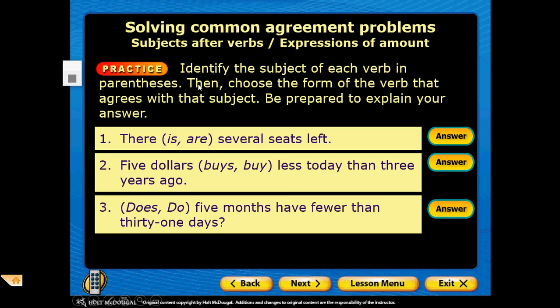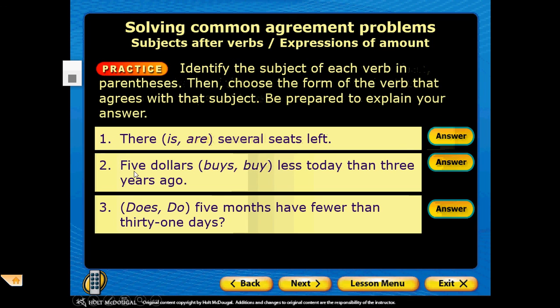We are running short of time, Anthony, so we have only a couple of minutes to finish this. Identify the subject of each verb in parentheses. Then choose the form of the verb that agrees with that subject. Be prepared to explain your answer. There is or are several seats left. So what's the subject here, Anthony? Several seats. So we're going to go for plural. That's absolutely right.